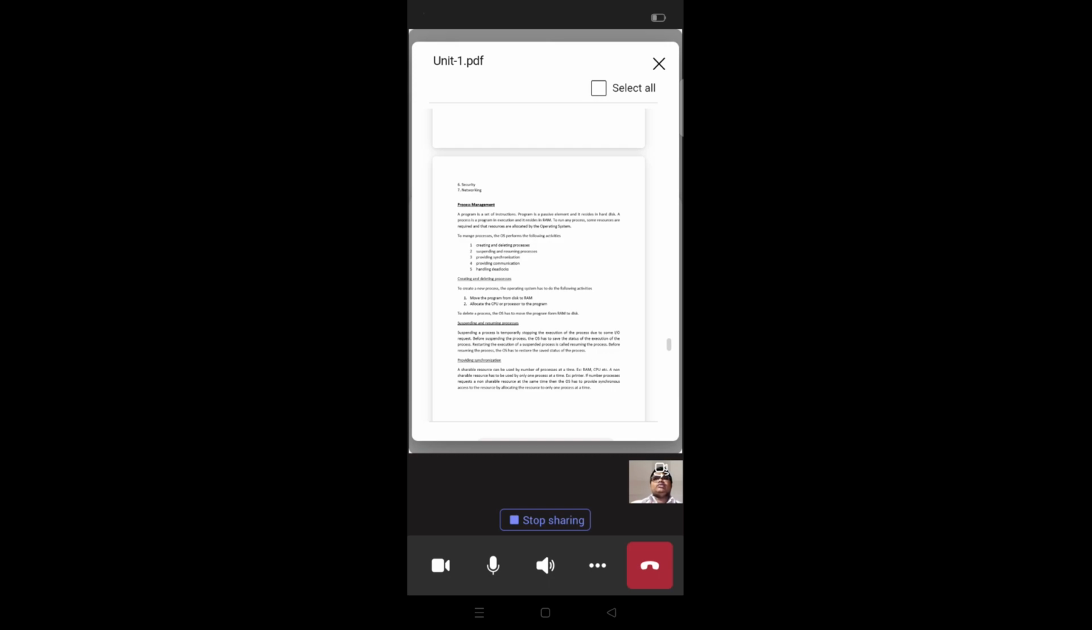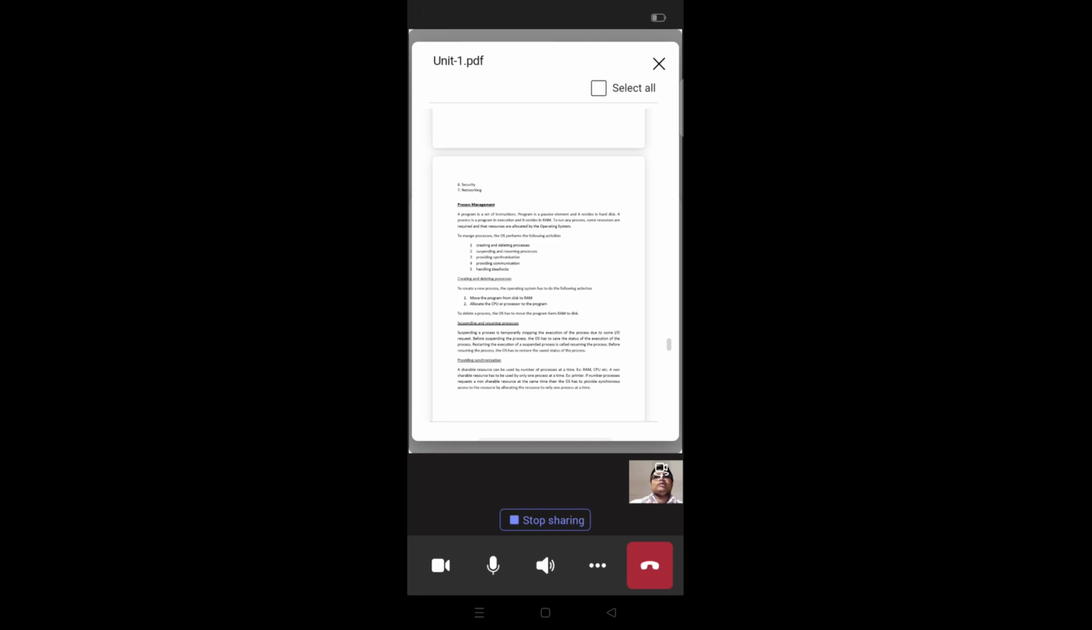Next, providing synchronization. A shareable resource can be used by a number of processes at a time, for example RAM, CPU, etc. A non-shareable resource has to be used by only one process at a time, for example a printer. If a number of processes request a non-shareable resource at a time, then the OS has to provide synchronized access of the resource by allocating it to only one process at a time.